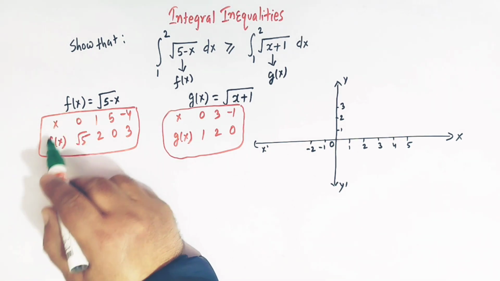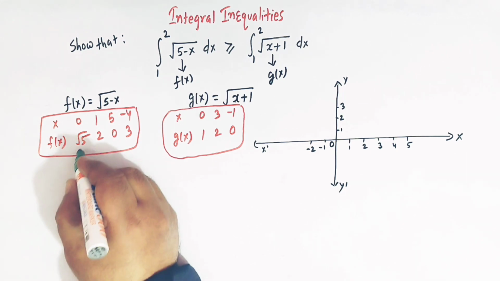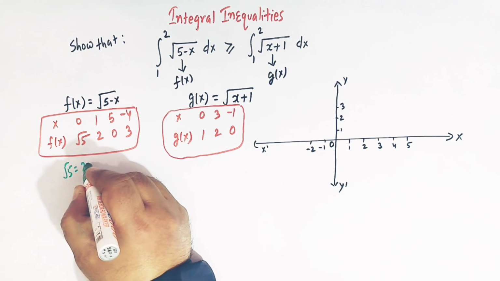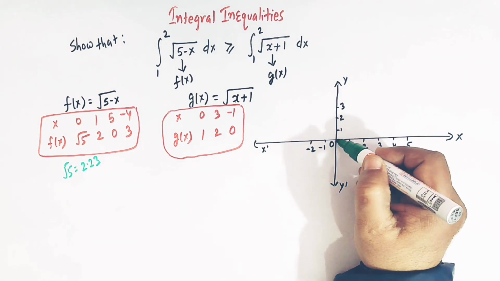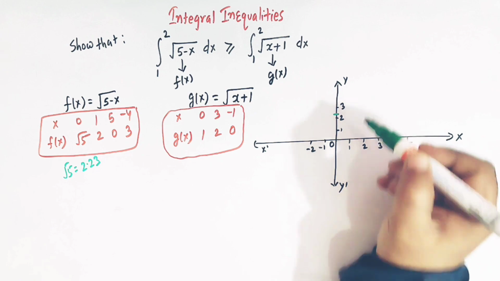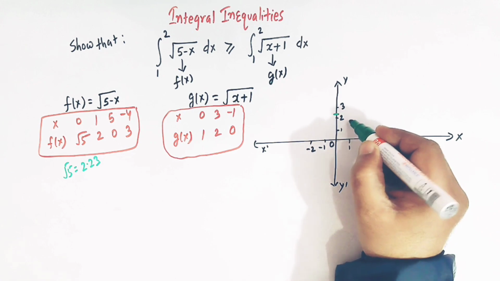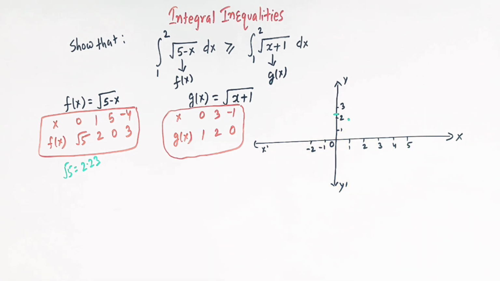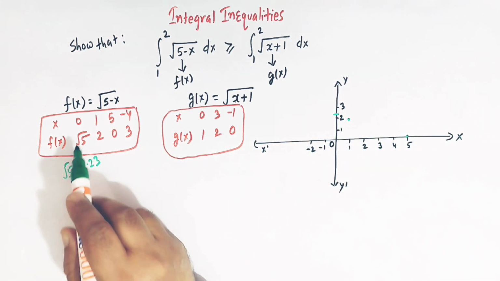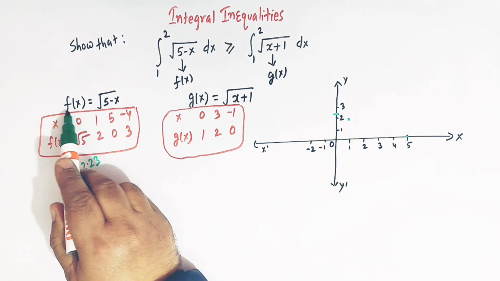So let us first take f of x. Here we have x equal to 0 and square root of 5. The approximate value of square root of 5 is 2.23, right? So when we take x equal to 0, we have 2.23 somewhere here, right? Then we have 1 comma 2, here we have 1 and here we have 2, right? And then we have 5 comma 0. So we are now taking only 3 points, and these 3 points lie on f of x.